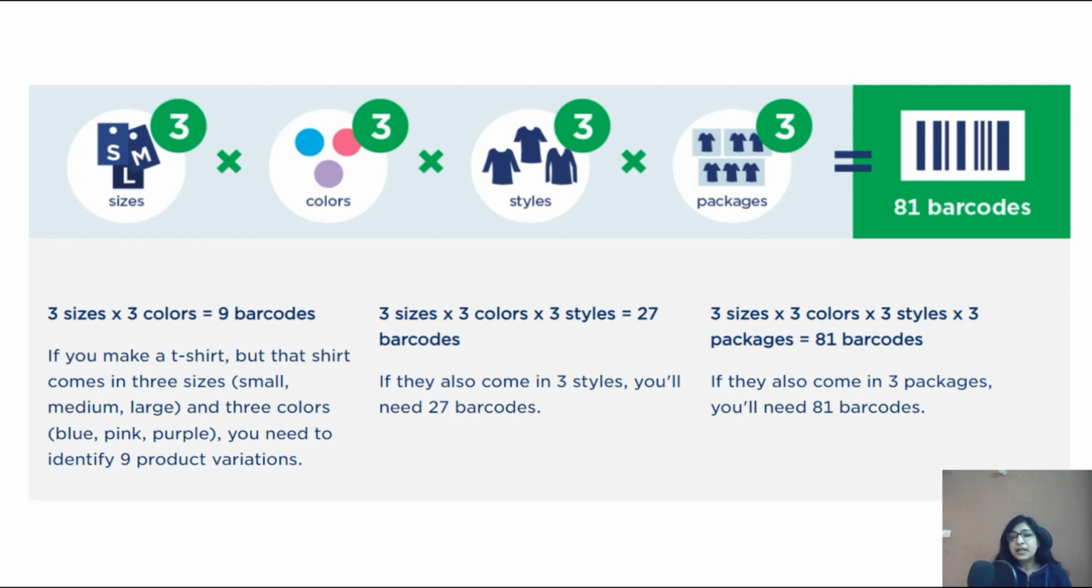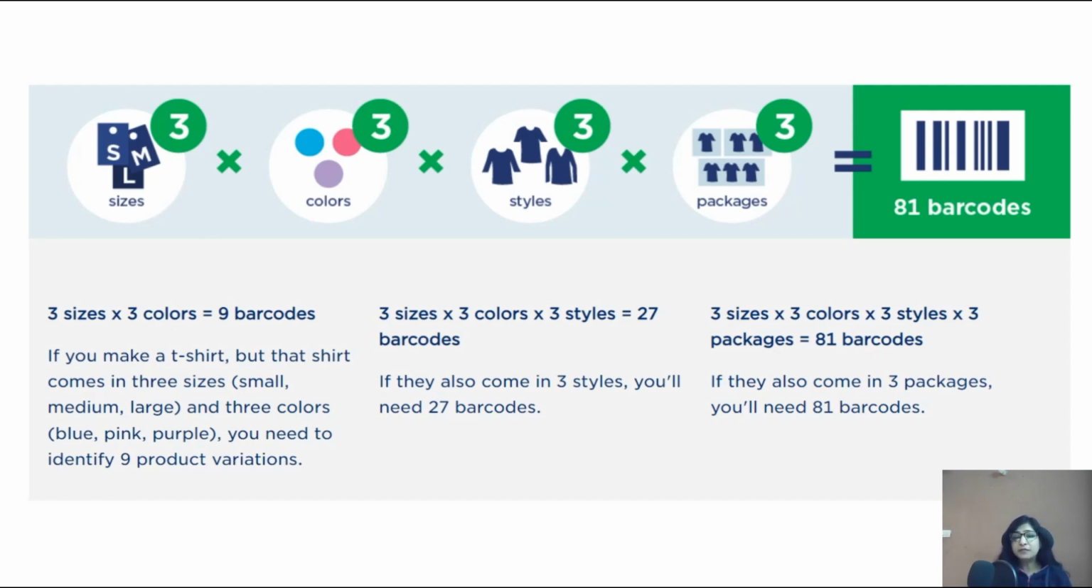If a seller is selling a t-shirt, the t-shirt could have different sizes, different colors, different styles and different packaging as well. As you see in the picture, the very first is a large, medium and a small size. So you need 3 different barcodes for each product over there.